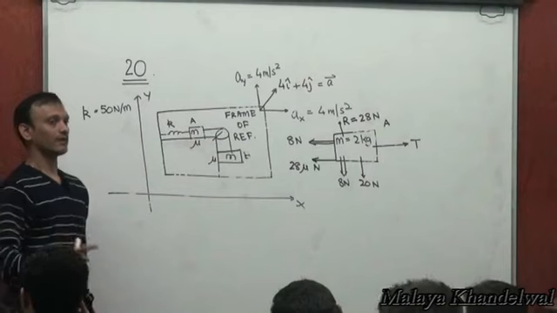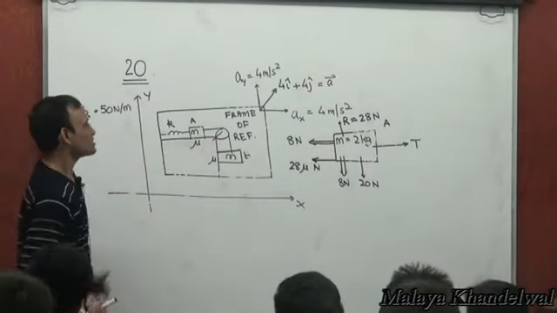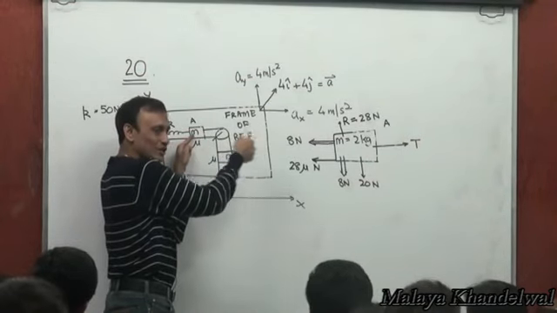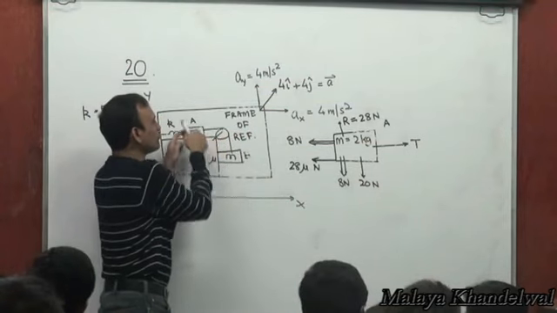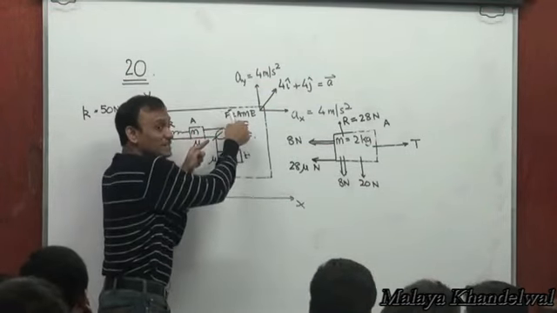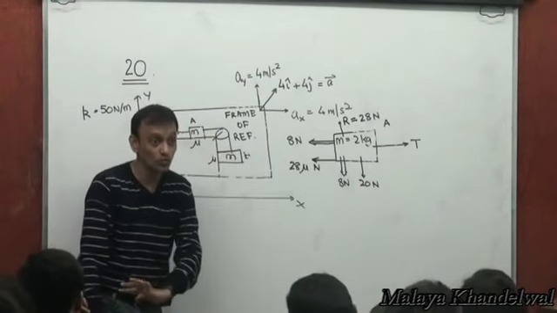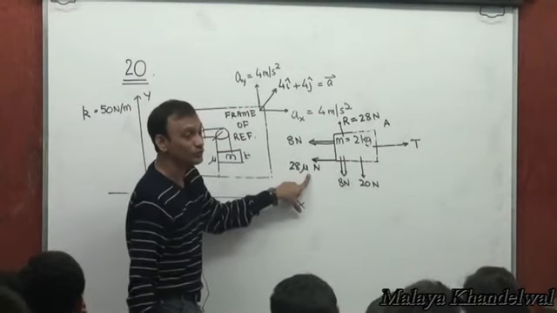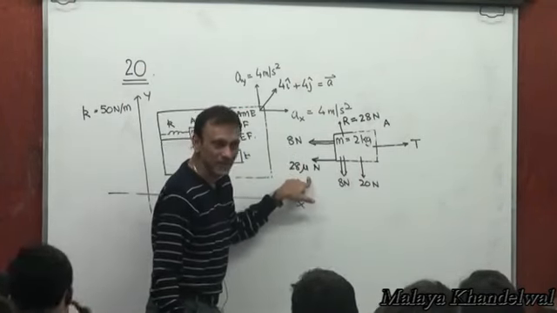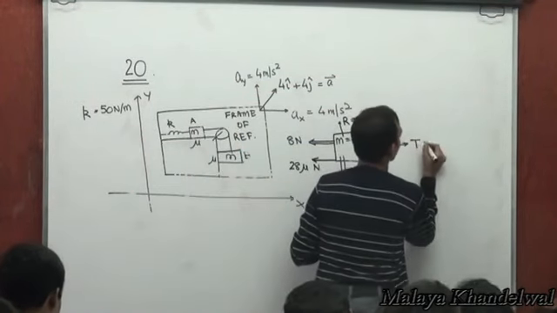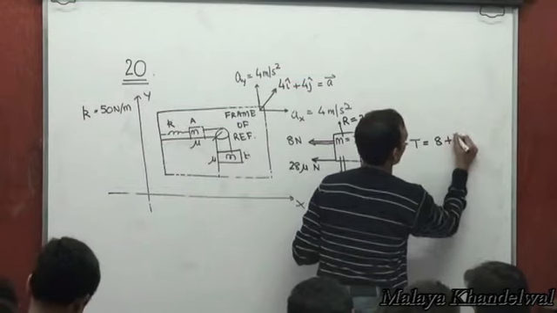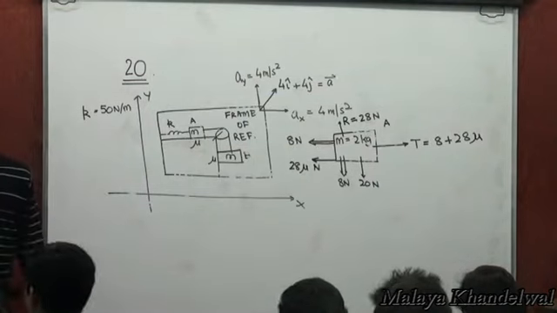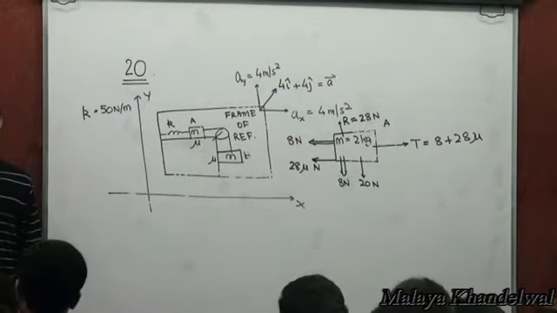Now again, the spring is remaining unstretched. So in this frame, this mass m has no acceleration. That means the net of all forces in this direction on this mass, as seen in this frame of reference, must be 0, right? That means T must be 8 plus 28 mu, clear? Tell me, are you all fine with this so far?